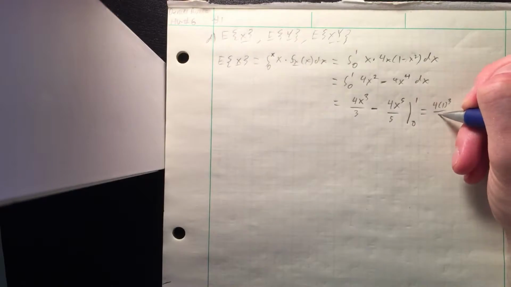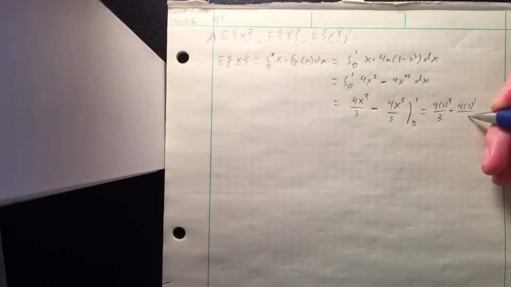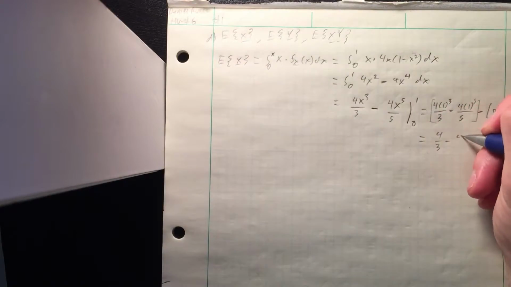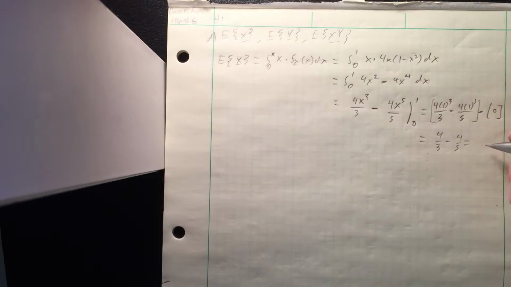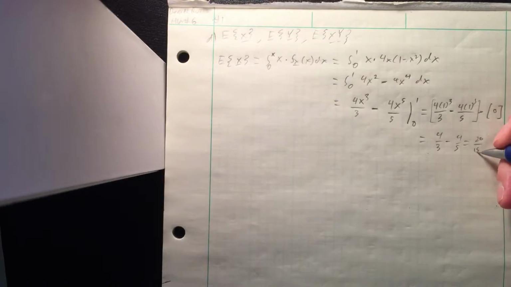which will be equal to 4 times 1 cubed over 3 minus 4 times 1 to the fifth over 5. Subtract 0, because that's 0. So 4 over 3 minus 4 over 5. If you equate those, the common denominator is going to be 15, so 20 over 15 minus 12 over 15. You'll be left with 8 over 15.